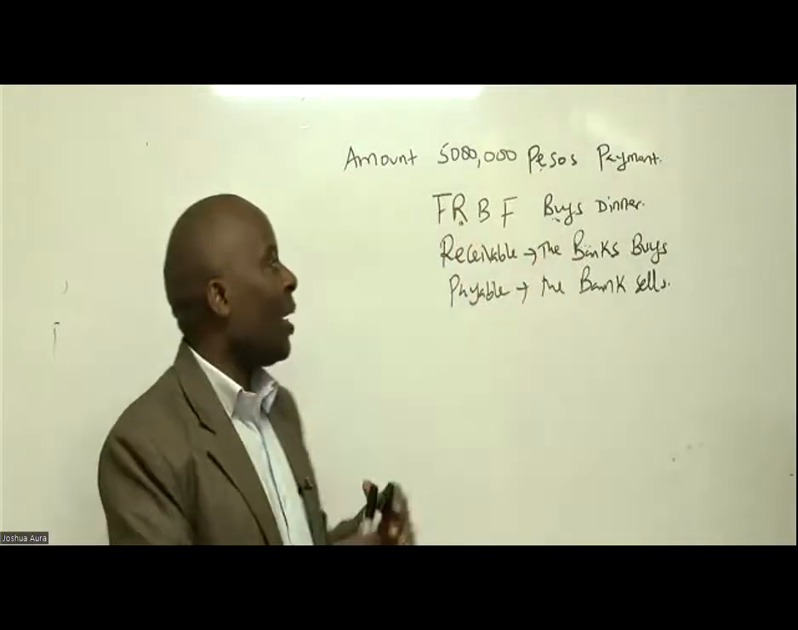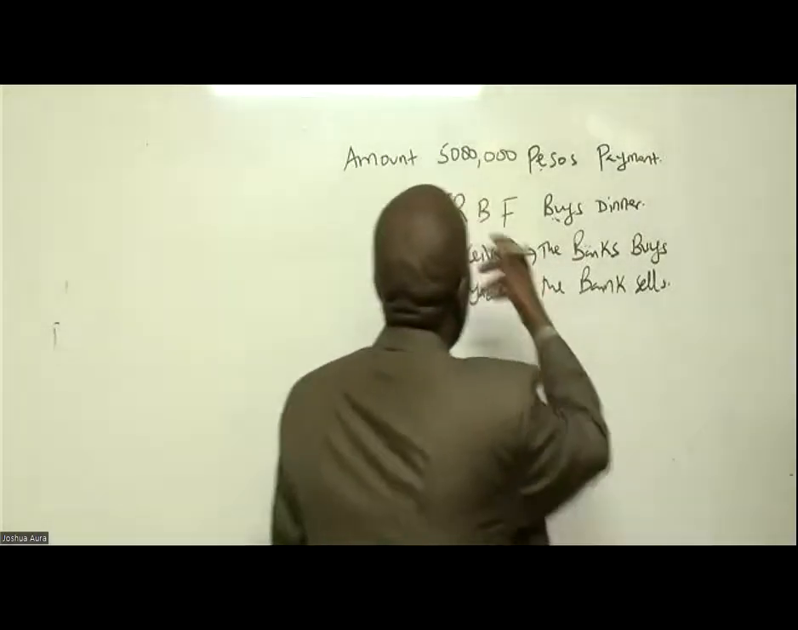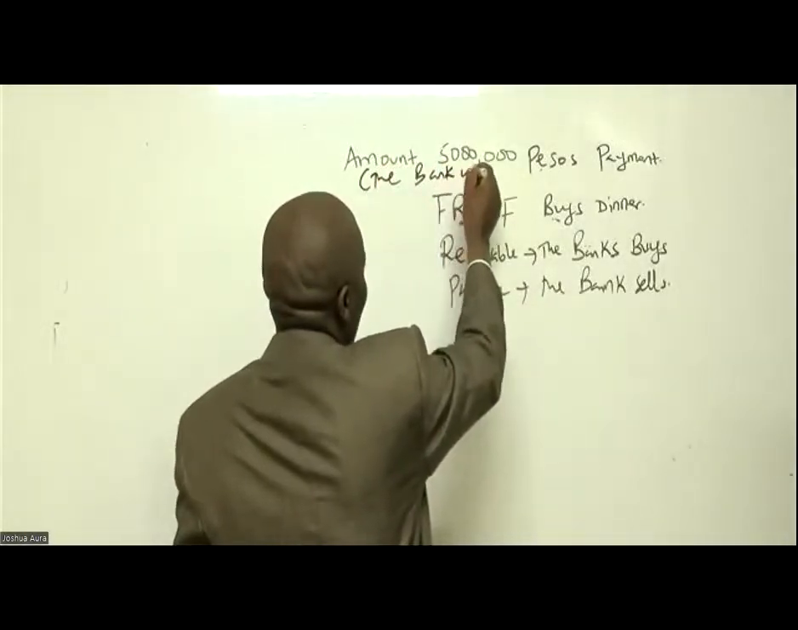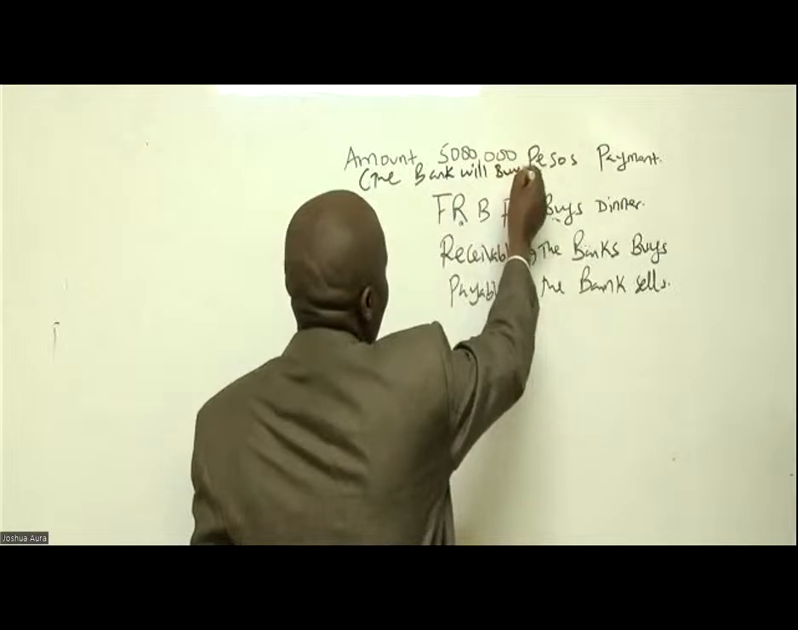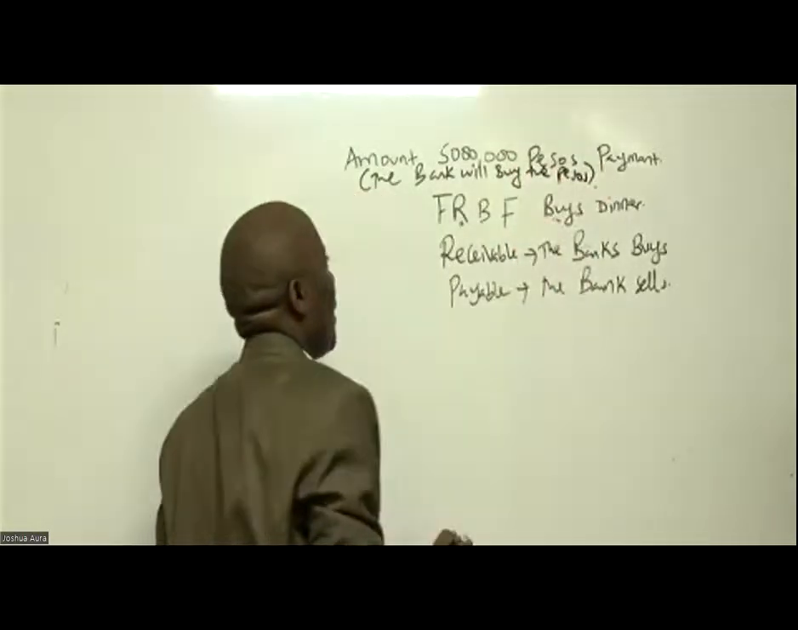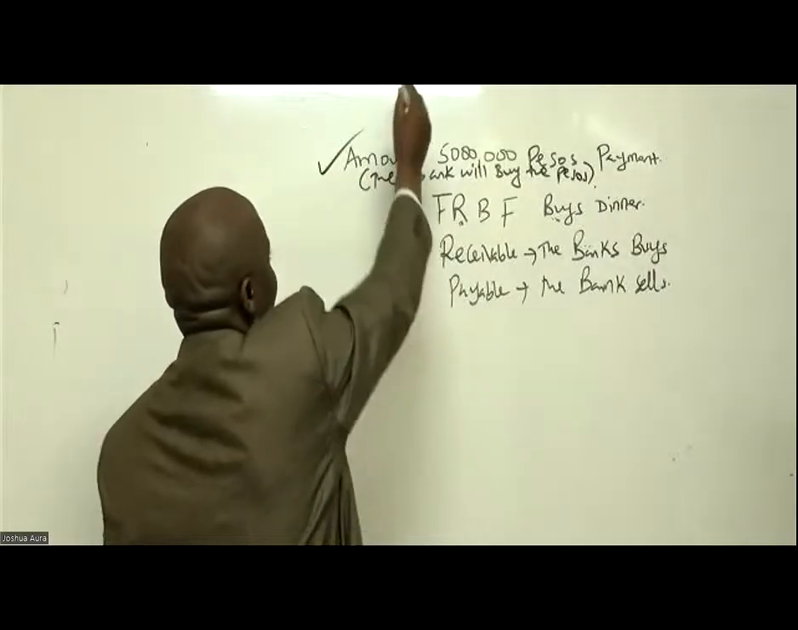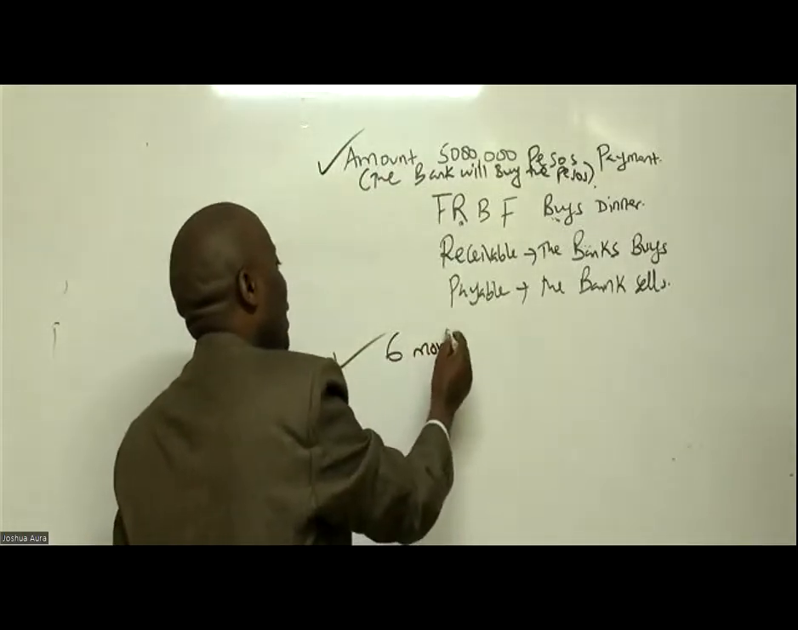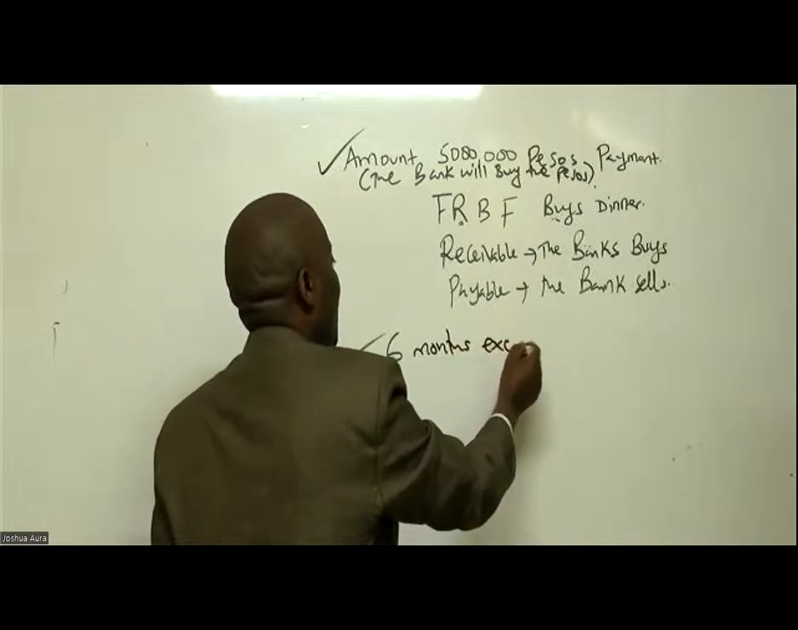So in this case here, the bank will buy. I hope you've written there, in capital letters, that the bank will buy the pesos. Great. So tick there. Second thing, it's 6 months, so we need the 6 months exchange rate.